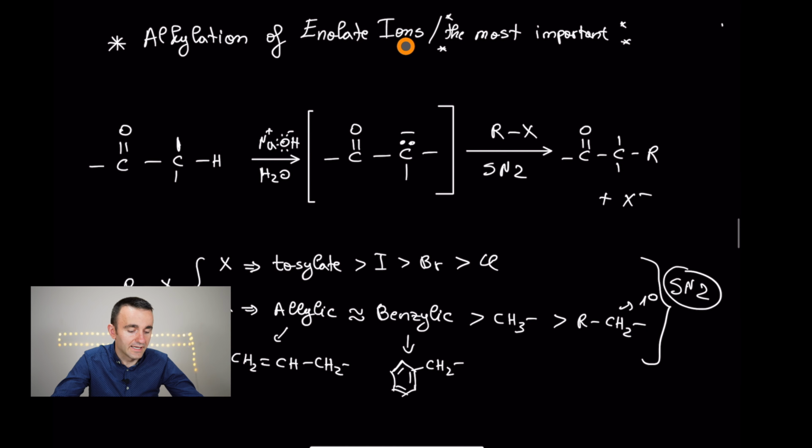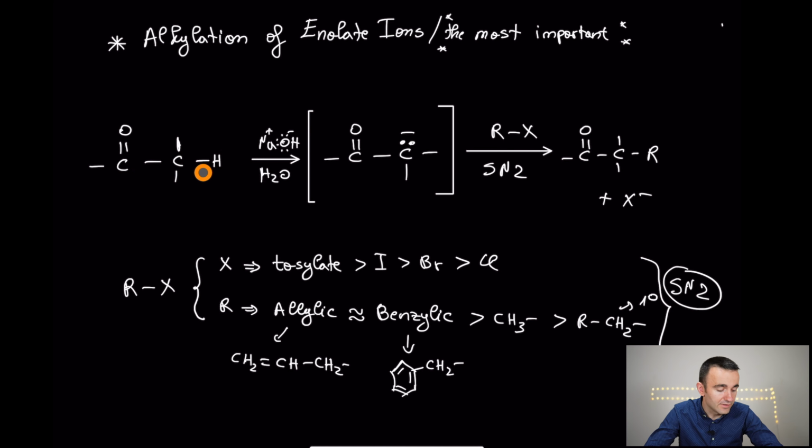Alkylation of enolate ions, the most important one. If you have a carbonyl compound that contains hydrogen at the alpha position, you can treat that with sodium hydroxide or sodium ethoxide, and you can convert that to enolate. And this enolate after that is going to react with an alkyl halide through SN2 mechanism to yield the alpha-substituted compound. The rules for this second step here are the same as with SN2 reactions.